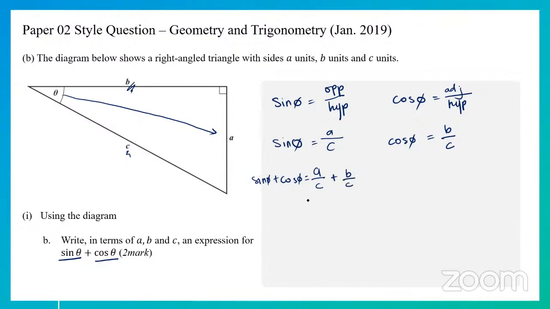All right, and we can further simplify this because C is a common denominator here. We can just simplify and say A plus B all over C. All right, so that is the second part of that question.